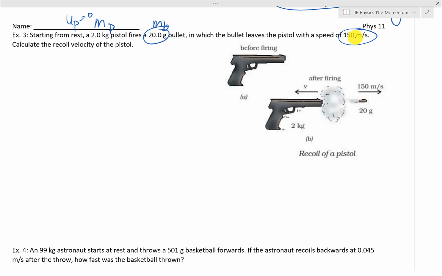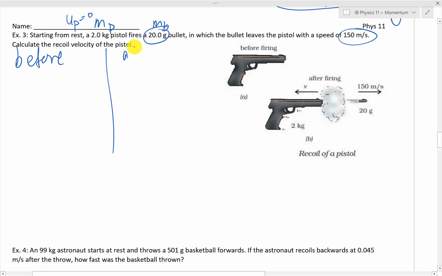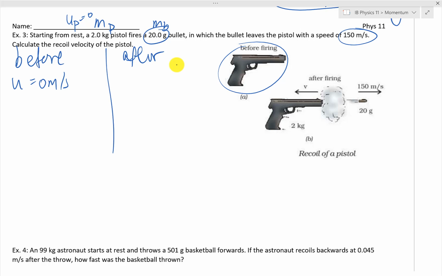So instead of a collision now, we have some sort of an explosion event. Whatever that event is, we still need to talk about before and after the event, in which before, the initial velocity of our whole system is 0. And why is that? Before the firing, the gun wasn't moving at all. So in fact, the combined momentum of my gun and my bullet is 0.